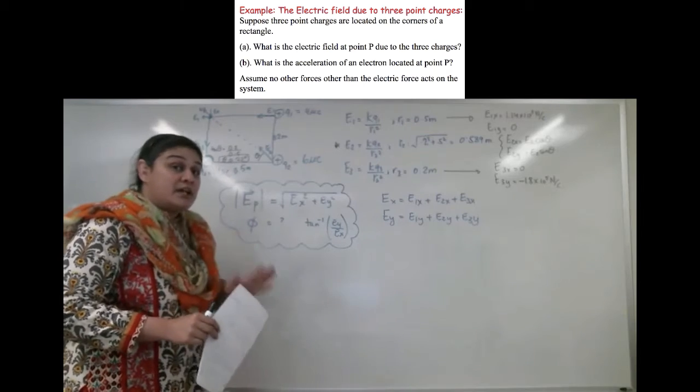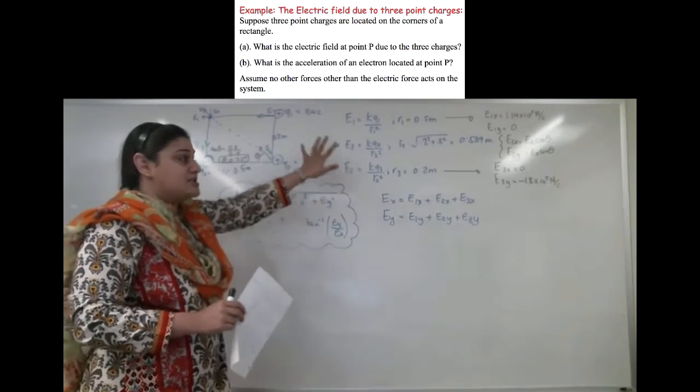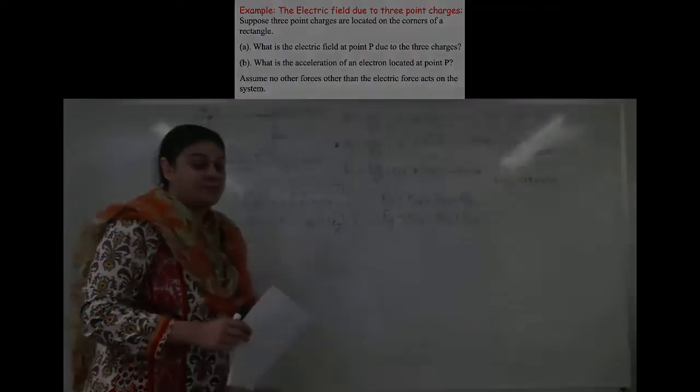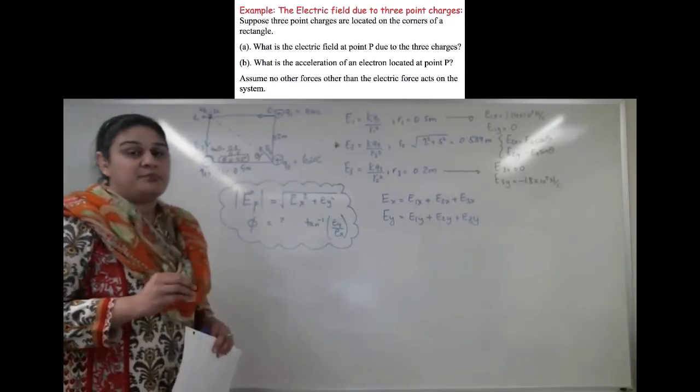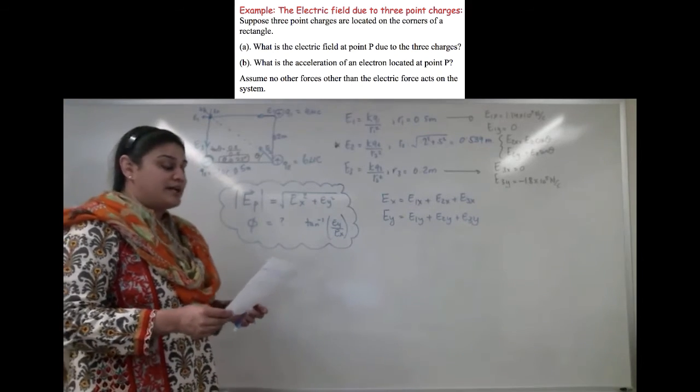So be very, very careful. When you go do problems like this, make sure that you do a vector calculation. These are not scalars anymore. Now what about part B? It says, what is the acceleration of the electron located at point P?